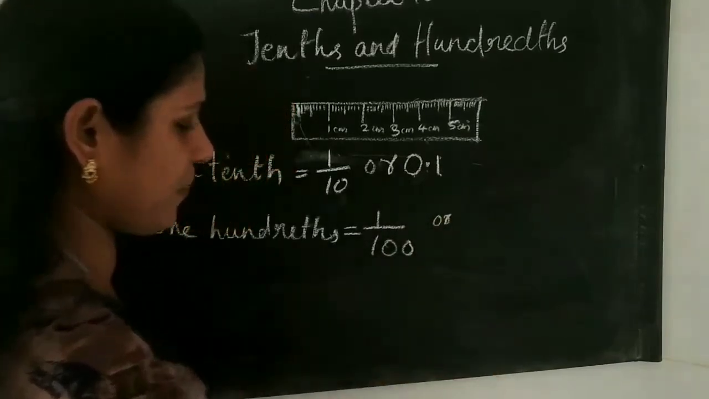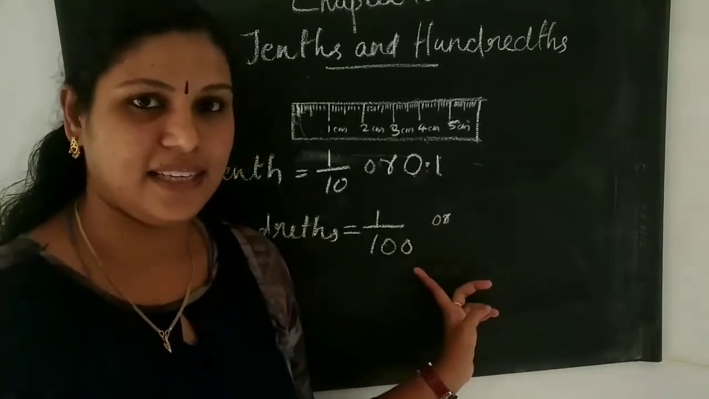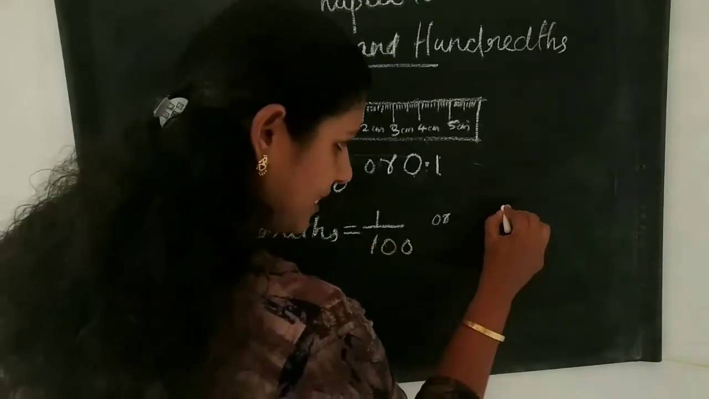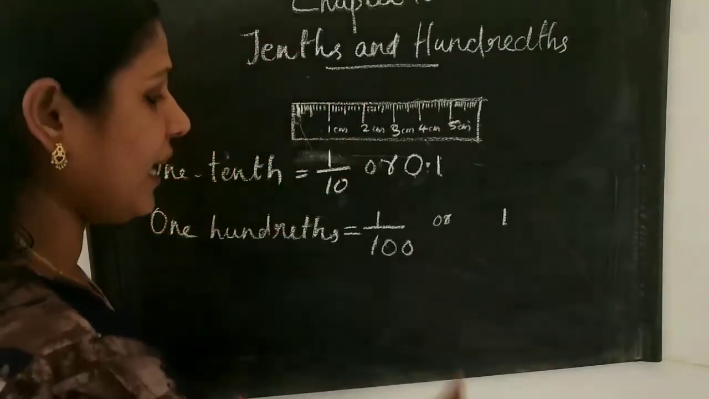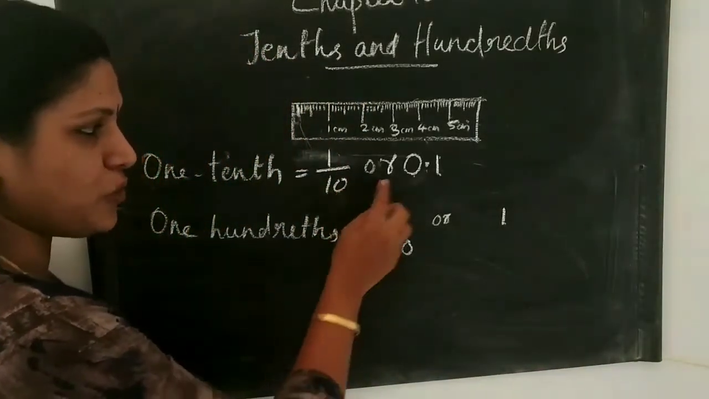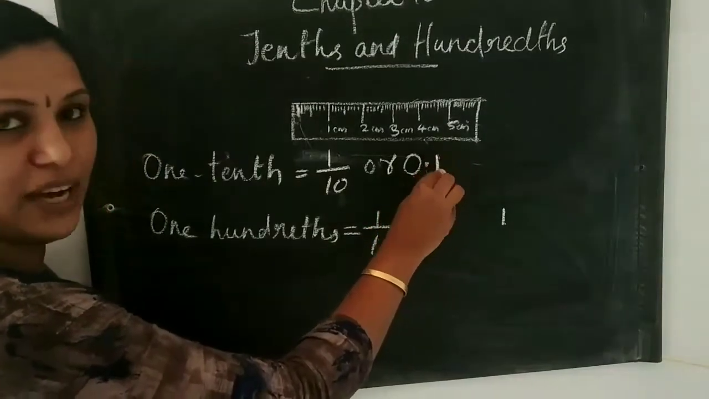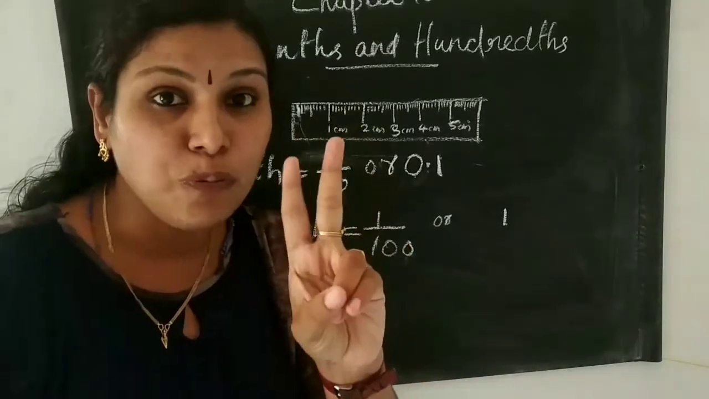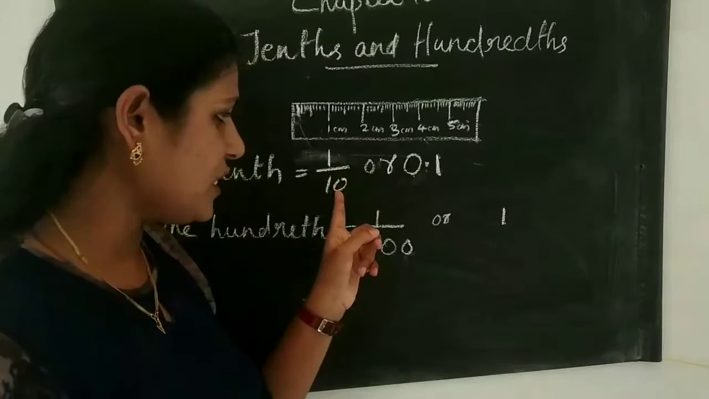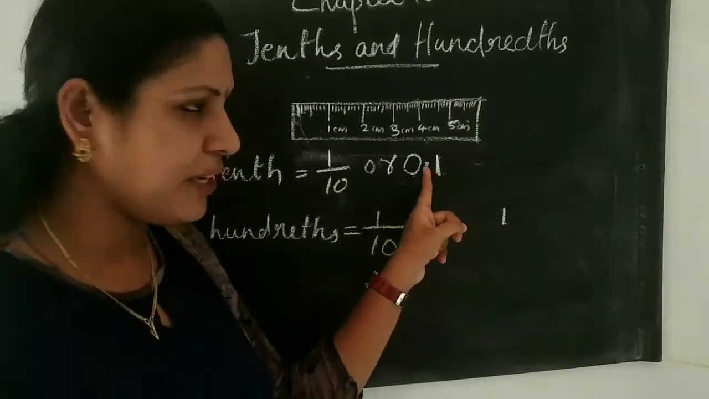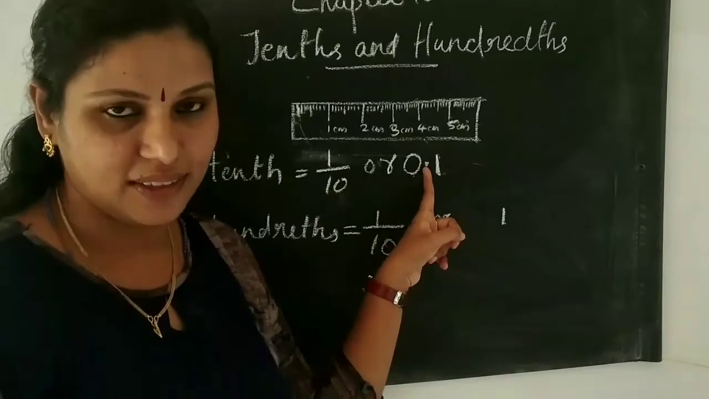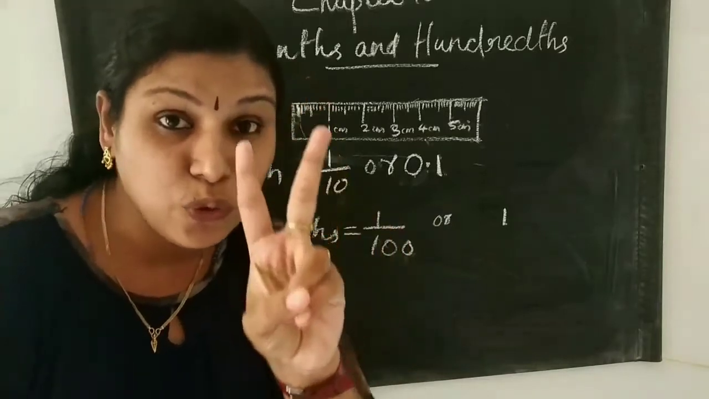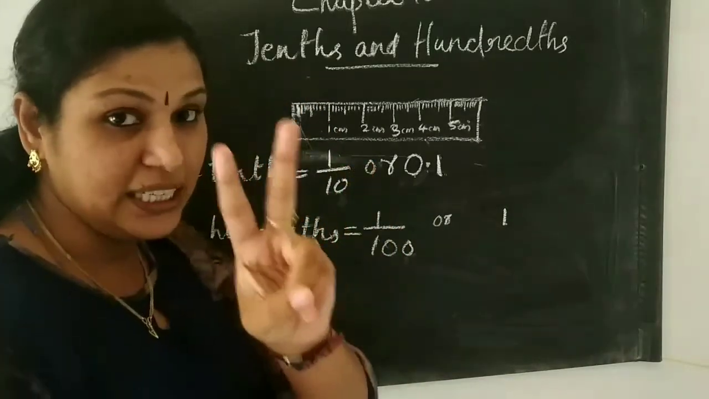And here the hundredths. This we can write with the number 1. How many zeros are here? Only 1 zero, so we need 1 place value. So we put 1 and a point on the left side. But for hundredths, there are 2 zeros, so we need 2 place values.